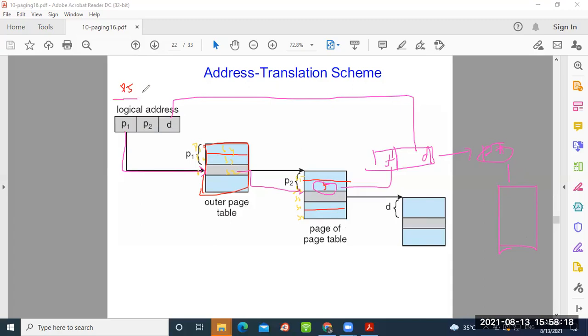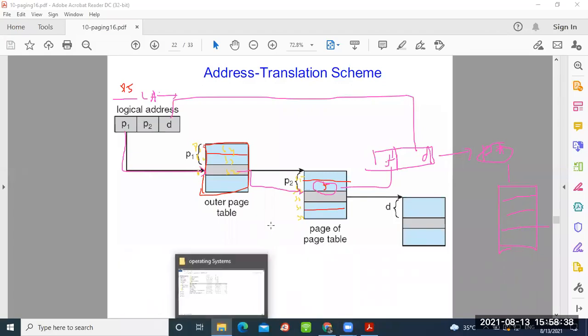This is your logical address, and this is how the logical address is converted to the physical address by using two-level paging or two-level page table translation. Is it clear to all of you how we are performing and implementing two-level paging? Is it clear? Yes or no?